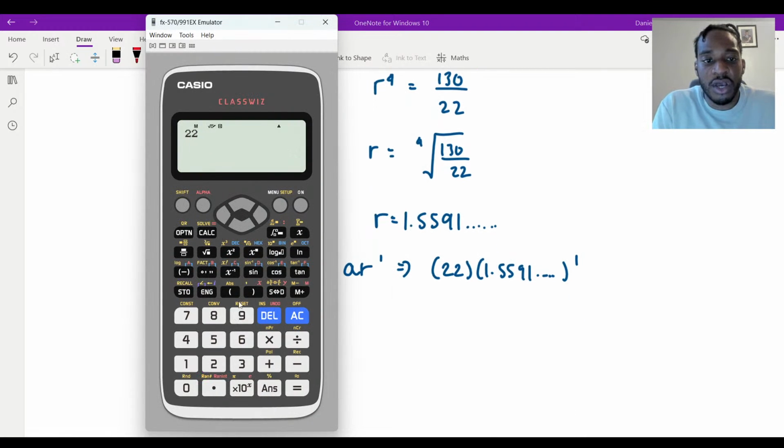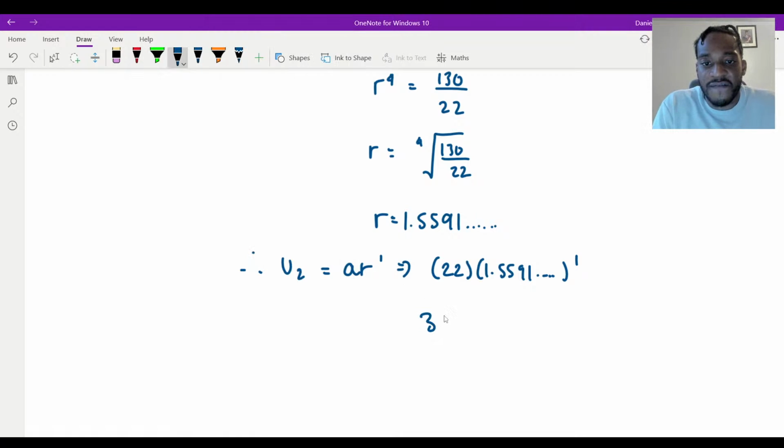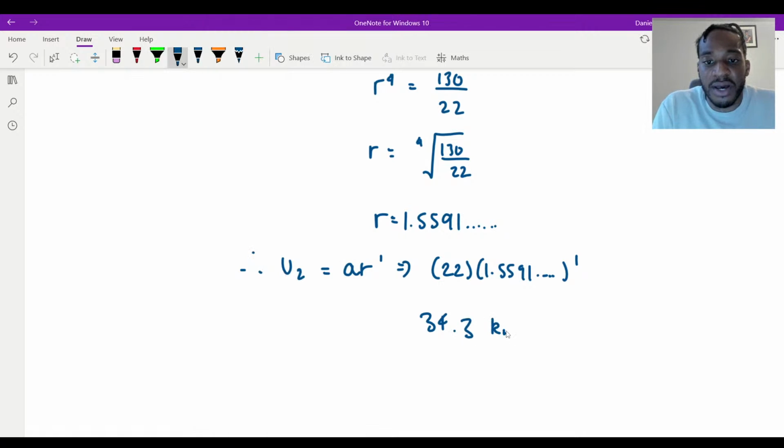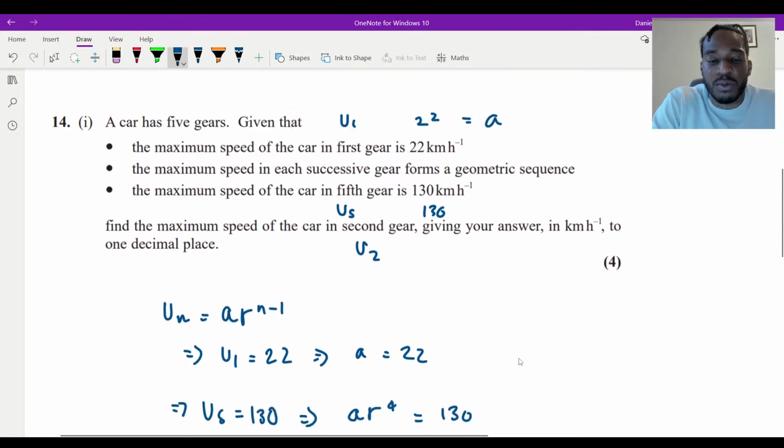So I'm going to write 22. I already had that number stored, so I'm just going to write answer to the power of 1. I know I don't need to write to the power of 1, but I'm just going to do it anyway. And I get this number here. 34.3 kilometers per hour. And that's it, to one decimal place exactly.